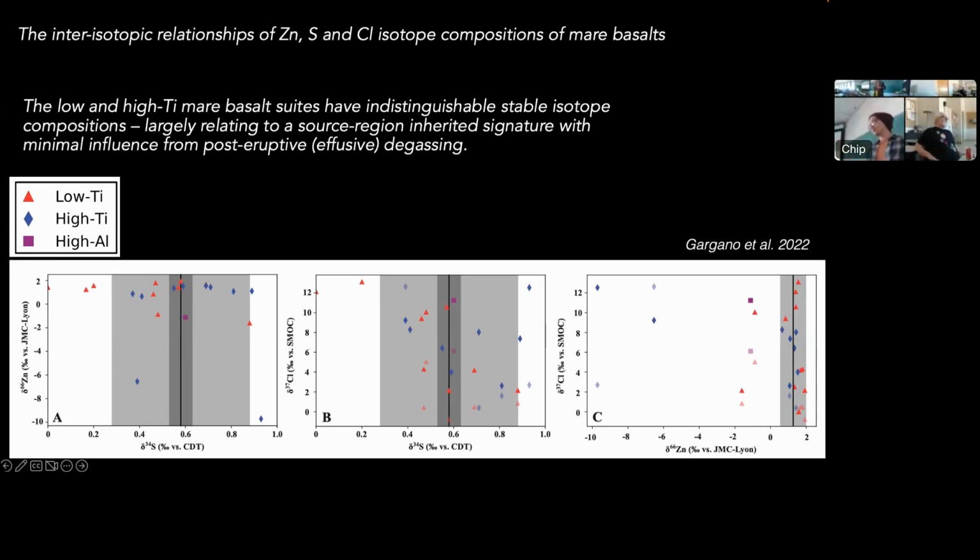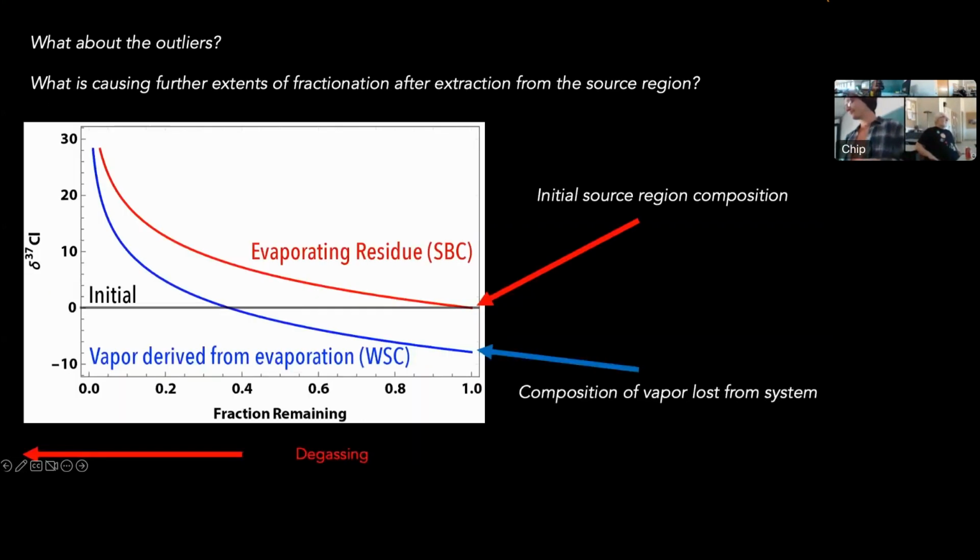Now, we can spend a lot of time on these data, but really what I want to discuss in more detail is the outliers here and what is driving their variability. And I think this question is best discussed in terms of a Rayleigh distillation model. What these models describe is the isotopic evolution of a system undergoing the loss of a fractionated component, such as a vapor. And you'll see two lines in this plot here. The red line describes the residual component, and the blue line represents the vapor being driven off that residue.